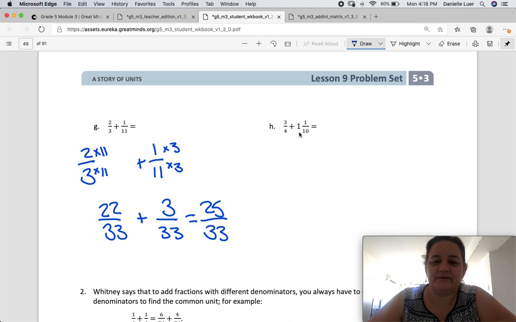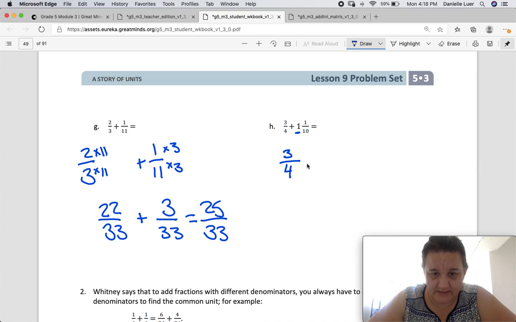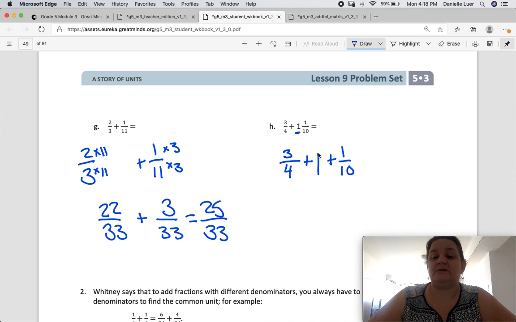Next one. All right. Ooh, they threw in a whole number there. Okay, so 3/4 plus 1, and I'm just going to split this out, plus 1/10. And you know what? I could multiply them by each other and get 40, but I think there's going to be a lower common denominator, the lowest common denominator. So I'm going to skip count.